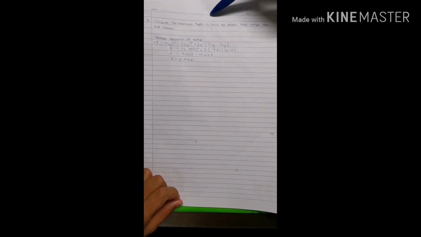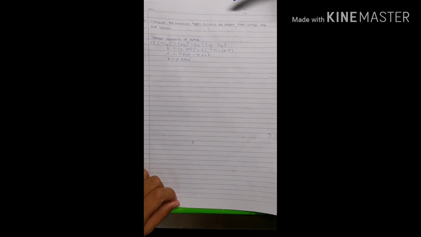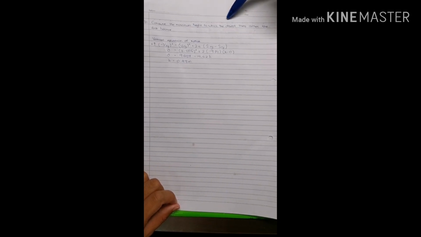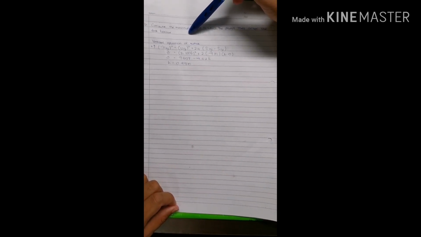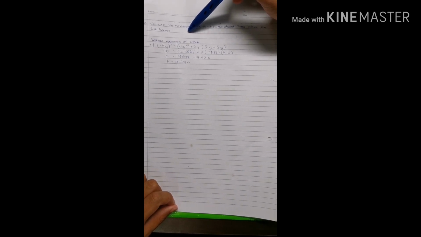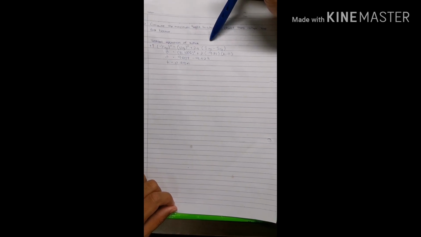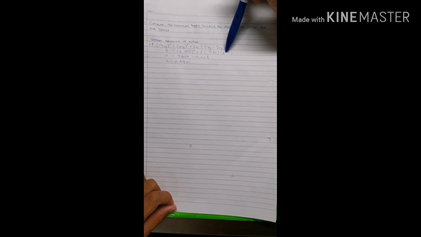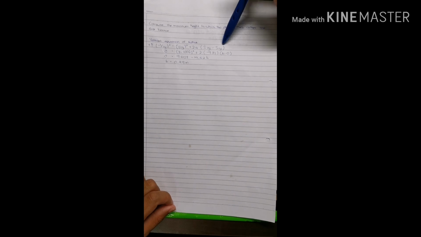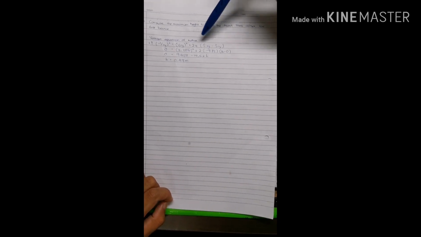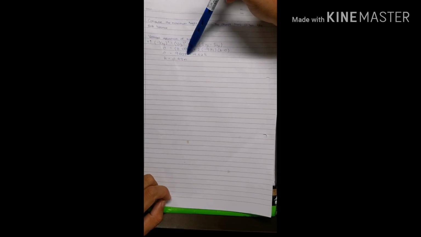Next, question 2b. Compute the maximum height to which the object rises after the first bounce. Using the vertical equation of motion, negative VY squared equal to VCY squared plus 2a multiplied by S2Y minus SCY. S2Y is the h that we have to find. SCY is 0. VCY we can get from the previous question. So the final answer is h equal to 0.49 meter.